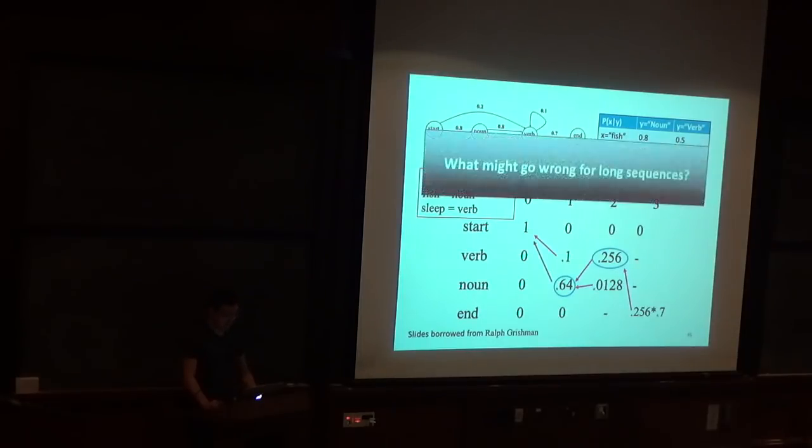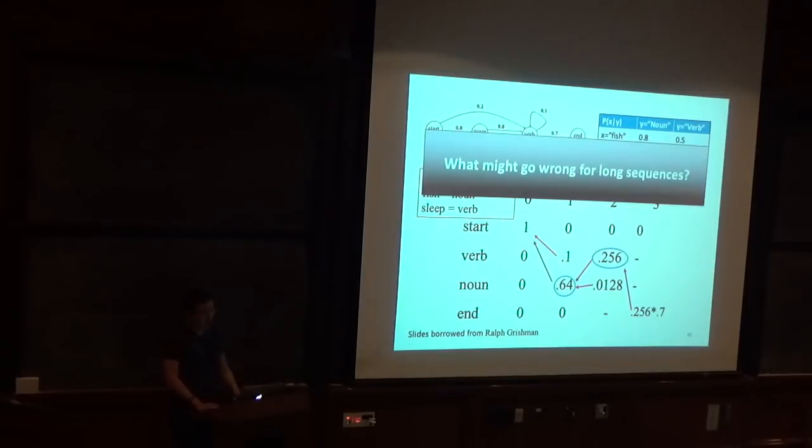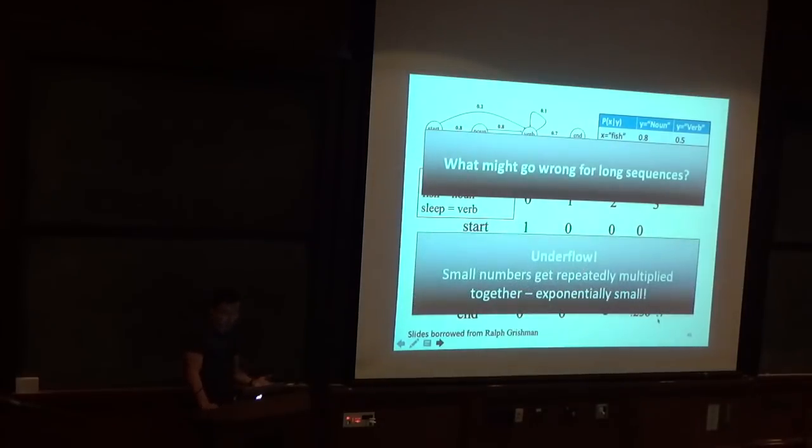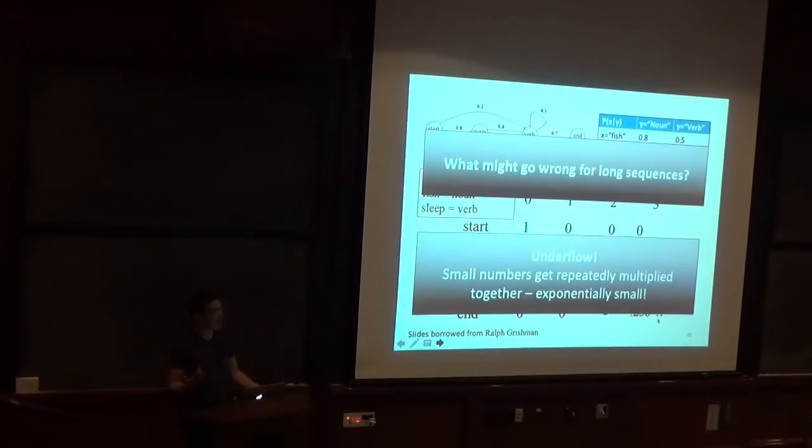Okay, so one issue is what will go wrong if you have long sequences. These numbers start getting kind of small, and you can underflow because you're multiplying many numbers together. If this was length 10, length 20, length 30, these small numbers, which are all less than 1, by the way, will get multiplied together and decay exponentially quickly towards 0.